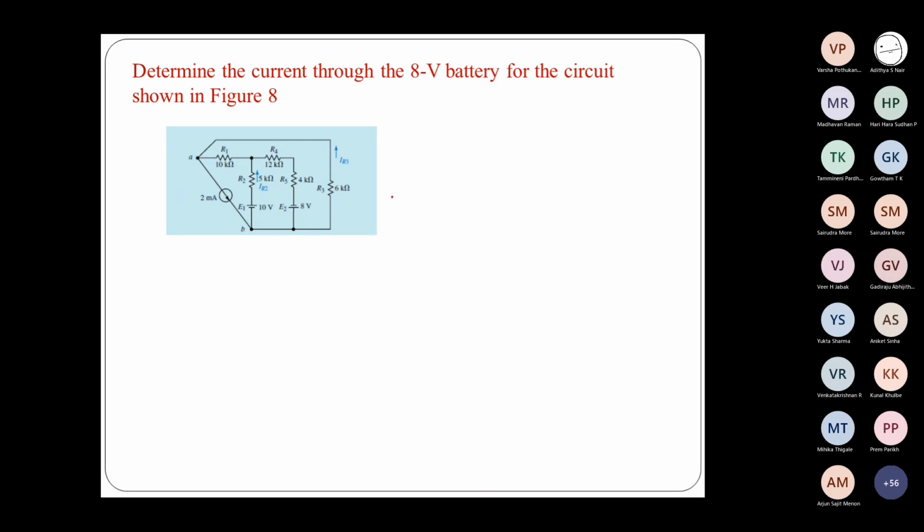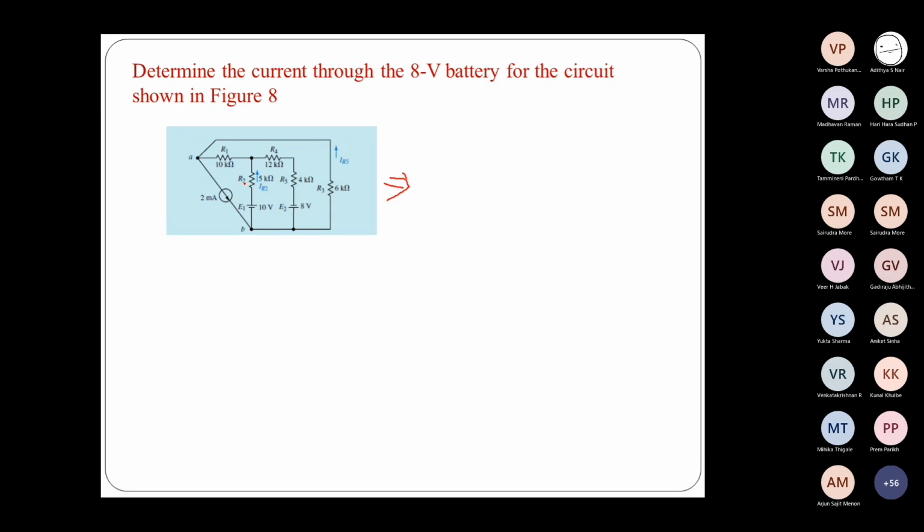As it is, how many loops do we have? Before that, is it a planar or non-planar network? It's very clean. It's a planar network. There is no branch crossing another branch, so it's very clear that the given network is a planar network.